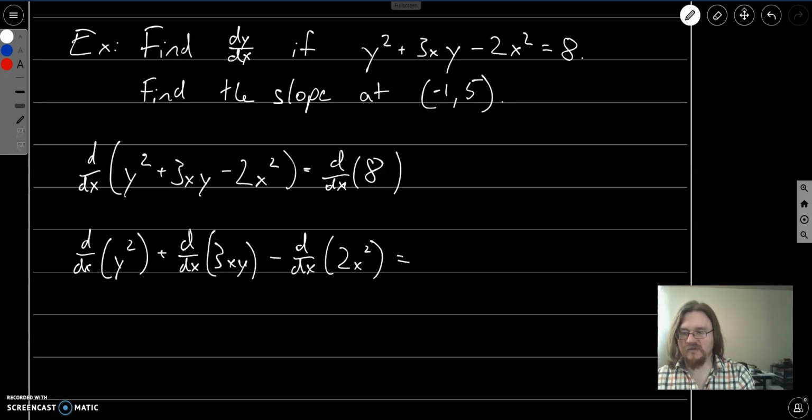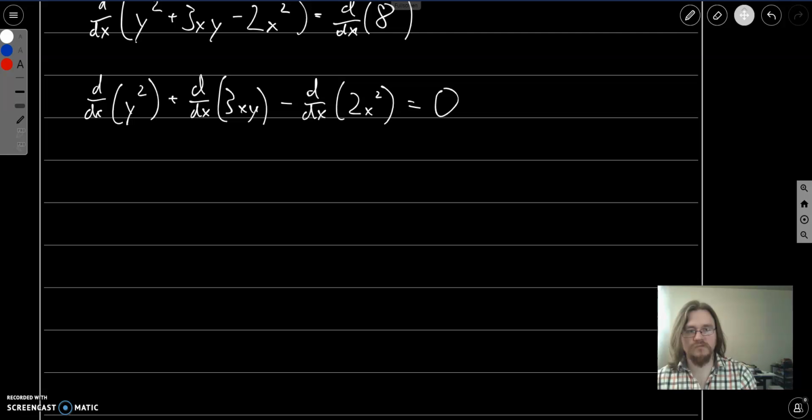Okay, so we'll just take the derivative of y squared, take the derivative of 3xy, take the derivative of 2x squared, and then on this side we've got the derivative of 8. 8 is a constant function, it is perfectly flat and level, so its slope is 0. Cool. Now we just have to go through and take 3 of these derivatives.